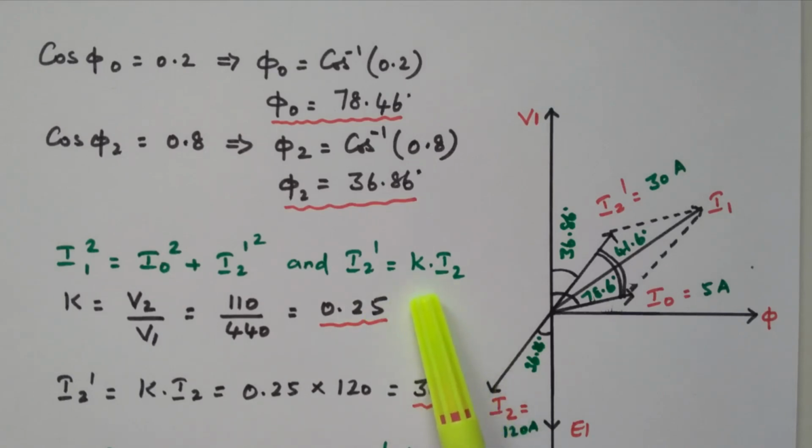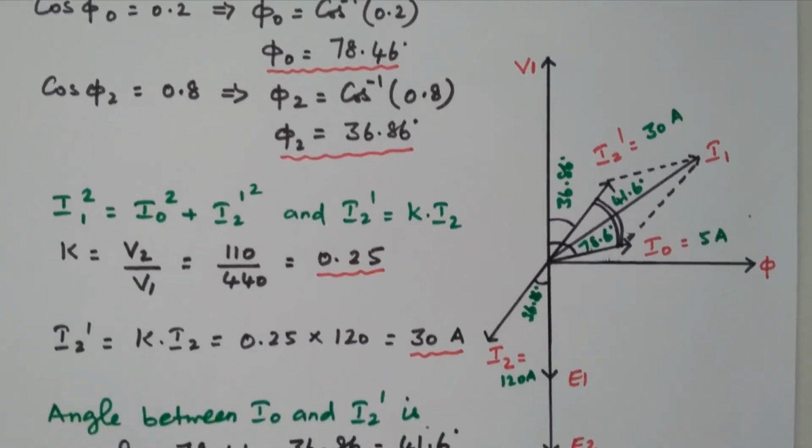Then I will find the K value. Transformation ratio K equal to V2 by V1. V2 is 110, V1 is 440. So 110 by 440 equal to 0.25. So the transformation ratio is 0.25. Now we can calculate I2 dash. I2 dash equal to K into I2. The K value is 0.25 multiplied by the I2 value 120. So by simplifying that we got 30 ampere. The current due to loading of the secondary is called I2 dash, that is 30 ampere.